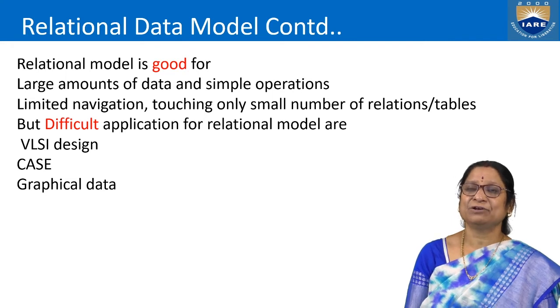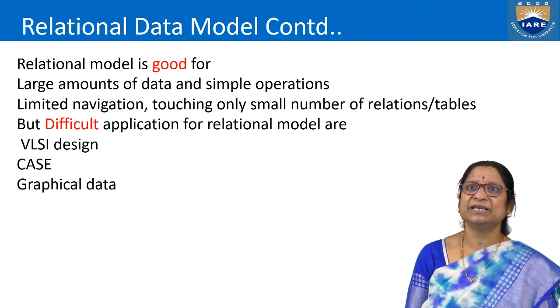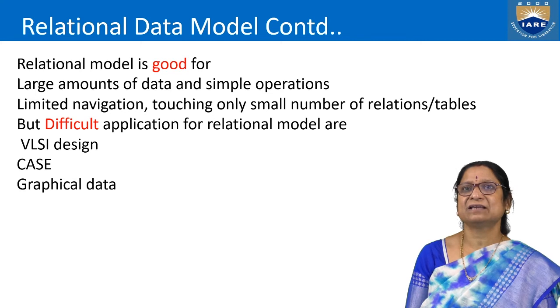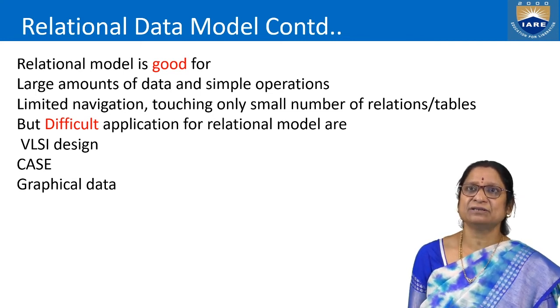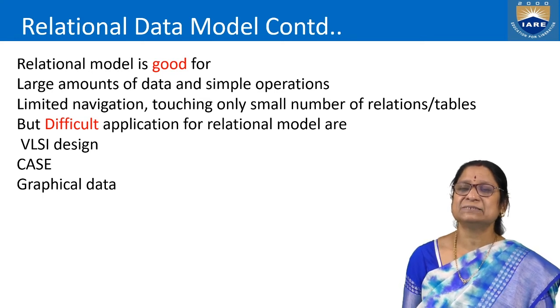Because of this relational model being introduced in our applications, the hierarchical model and network model implementations are becoming more difficult. The relational model is very good for large amounts of data and simple operations, because it has limited navigation, touching only a small number of relations, so accessing data takes as few accesses as possible. In the other case, fewer accesses will be there to your secondary storage device.